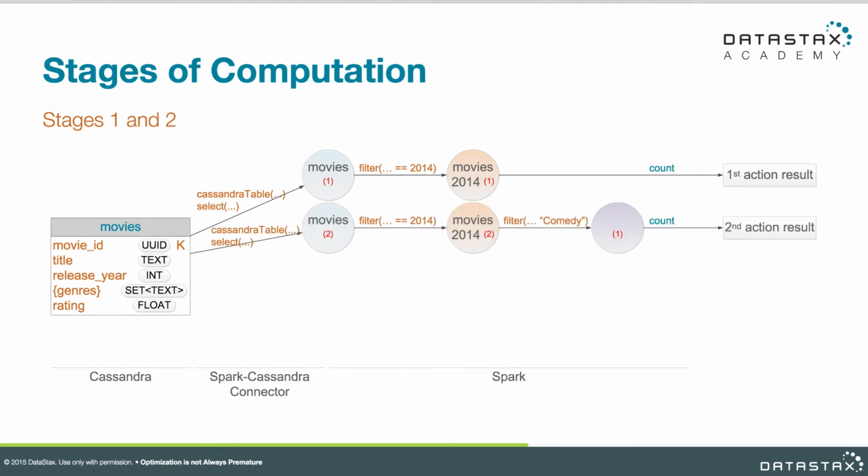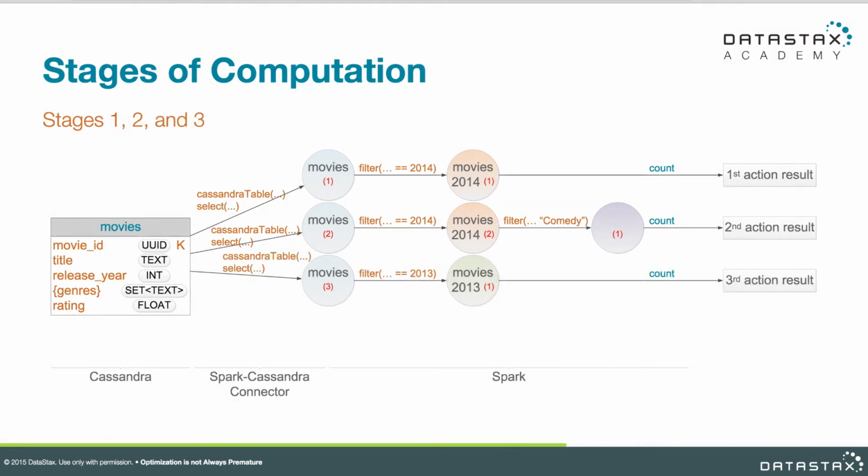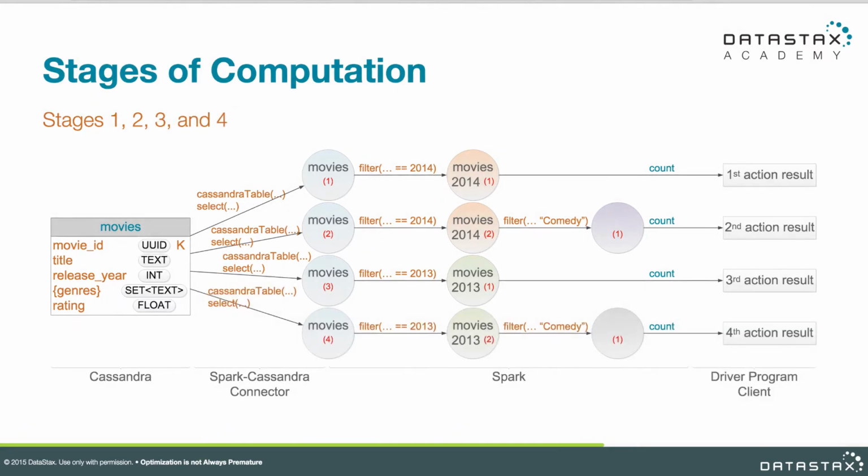We're going to do that same select, coming up with the movies RDD again, and filtering it to 2014, then filtering it to comedies, then counting the filtered comedies to get to that count. And going on, we're going to do the same thing twice more. We'll get the movies RDD again, we'll filter it this time to 2013 and count that. Then, incredibly, a 4th time, we're going to query that same table, filter it to 2013, filter it to comedies, and do a count there.